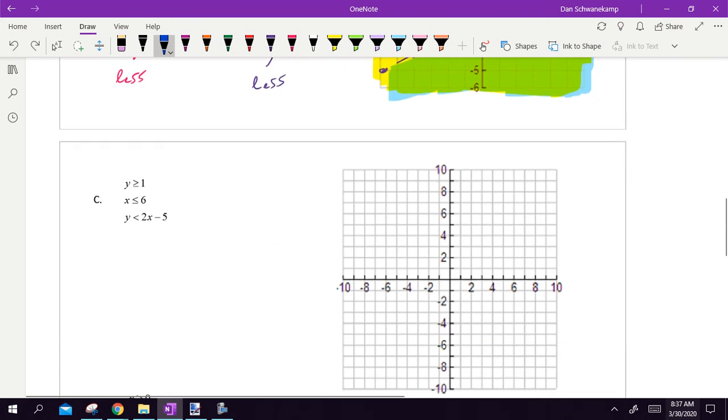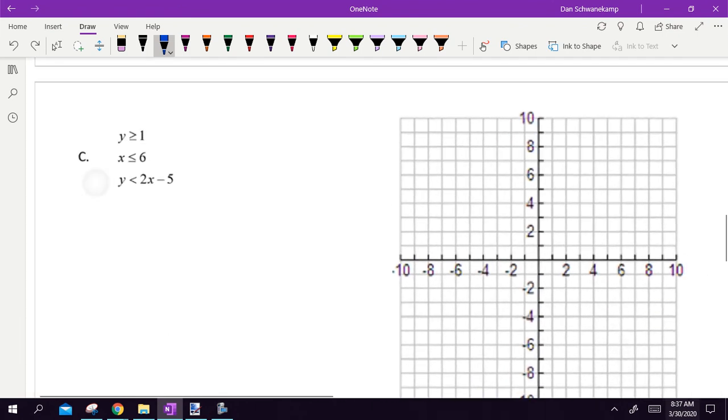That's it. Don't make it a lot harder than that. It's just a matter of doing it over and over again. Let's look at another one.